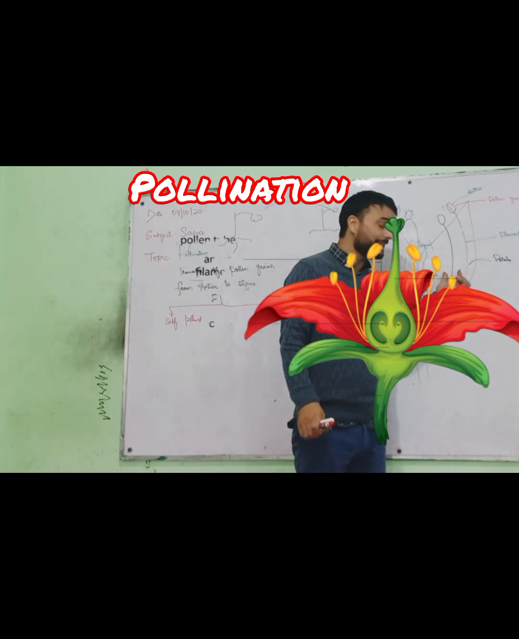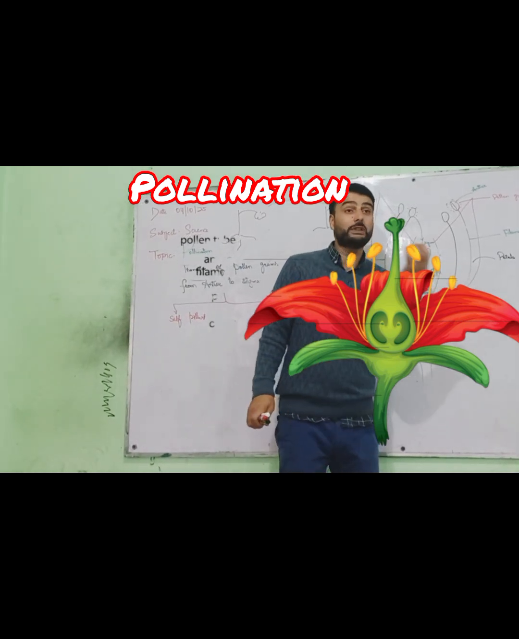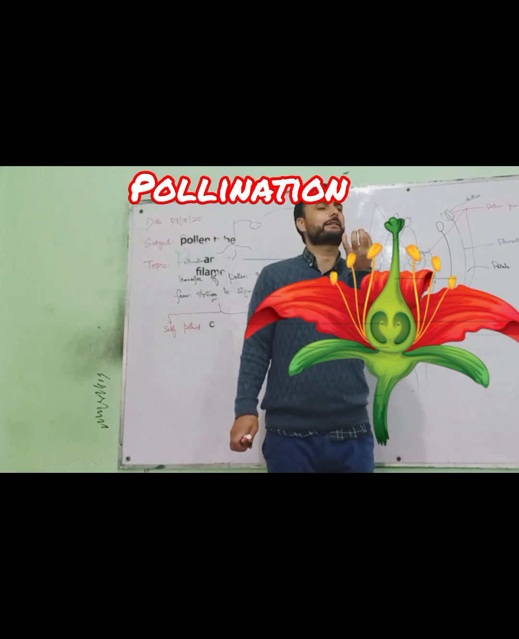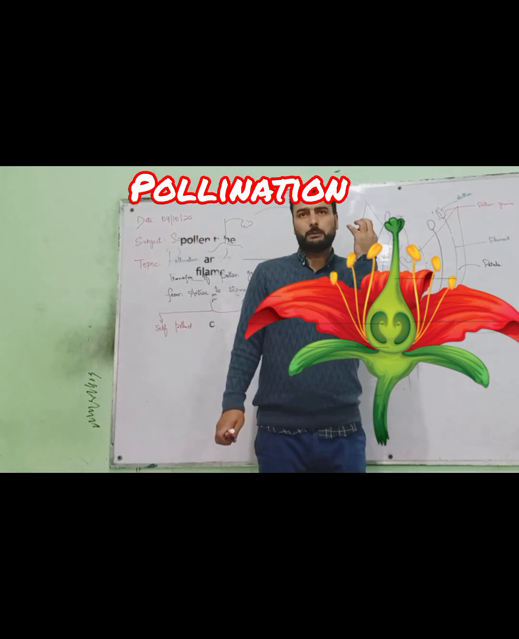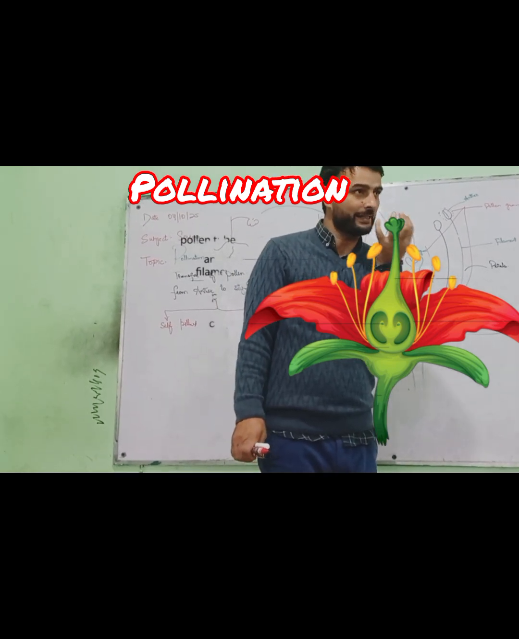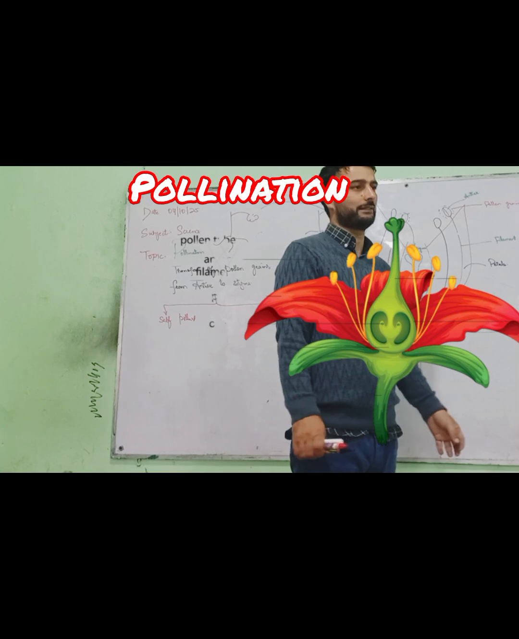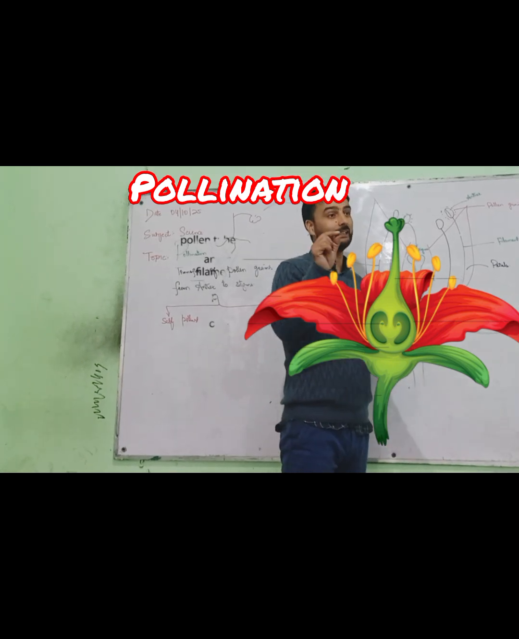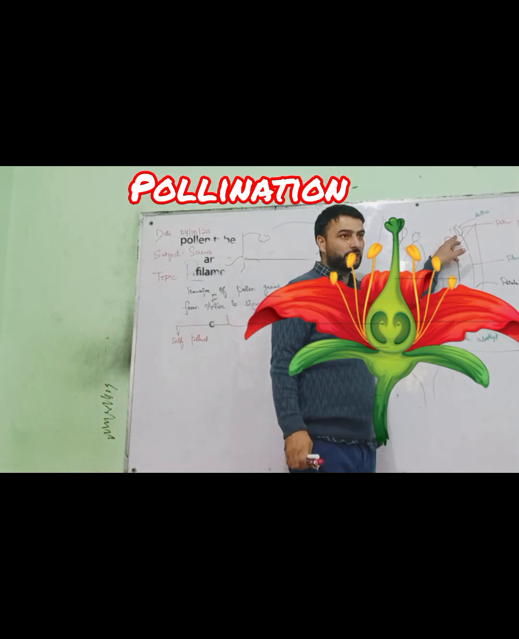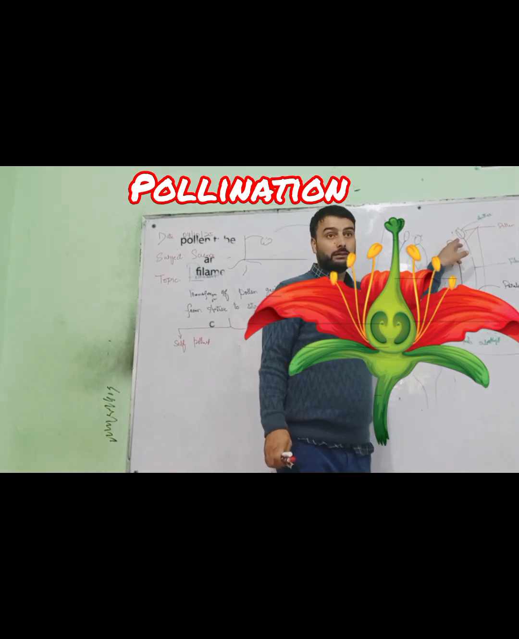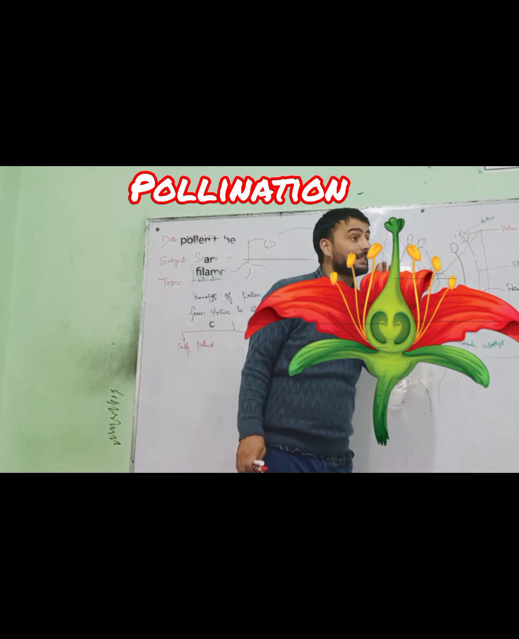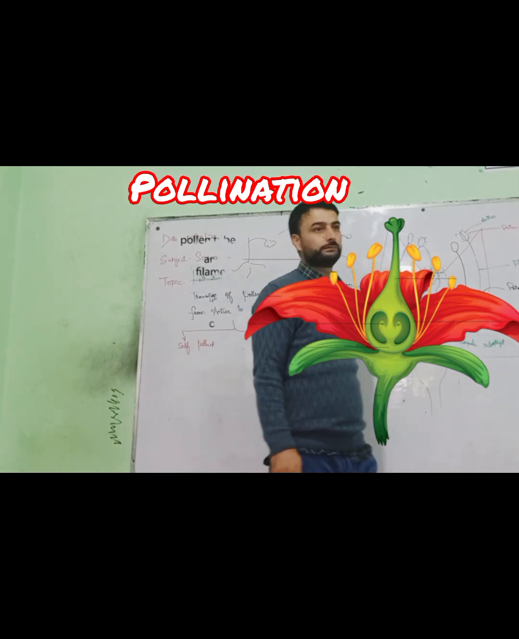So first, these brightly colored, attractive leaves of a flower, known as petals, attract the insects. Beautiful color of petals or fragrance of flowers attract the insects. When insects like honeybees sit on this flower, these pollen grains get attached to the body of this honeybee or butterfly.